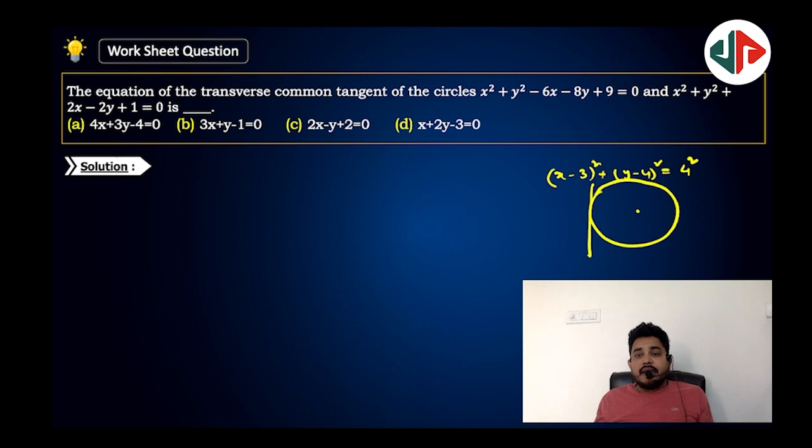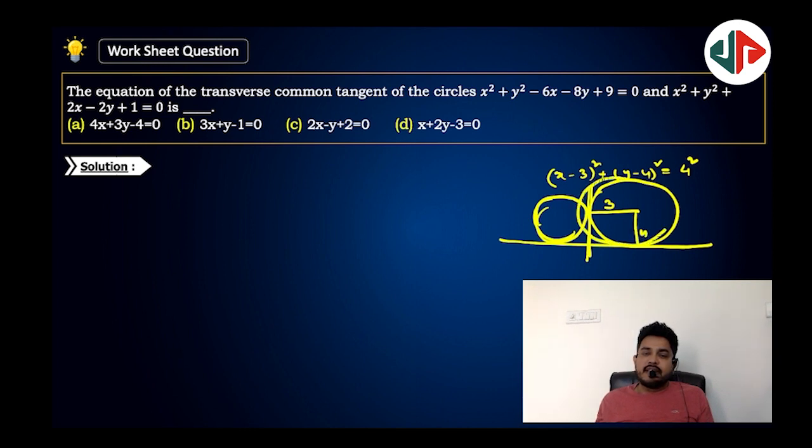Okay. Next one is x square plus y square plus 2x minus 2y plus 1 is equal to 0. So the center is minus 1 comma 1 and it is touching this one. So you are going to get this circle like this. From here to here this distance is 3 units. This is 4 units. So this circle is going to be like this actually. Radius is 1 unit. So they are asking us the transverse common tangent.